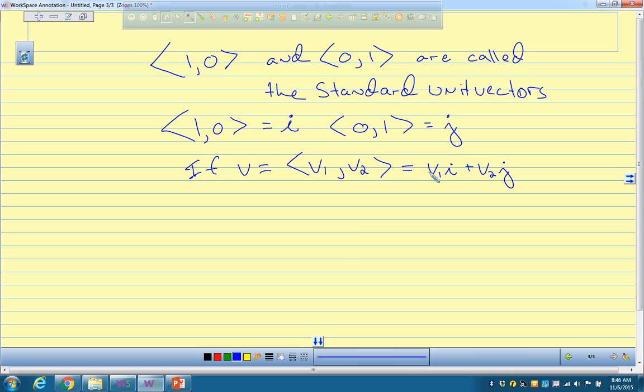And that means I go so far in the i direction and so far in the j direction. So i is the horizontal component, j is the vertical component, and they call this linear combination form. And I can never keep which form is which. This is called component form, this is called linear combination form when you have i's and j's.